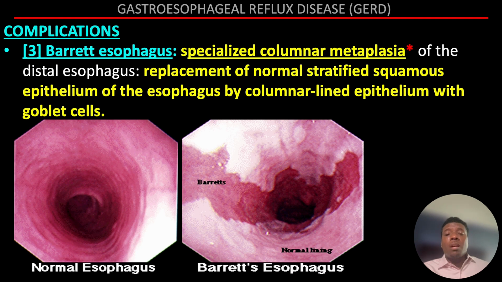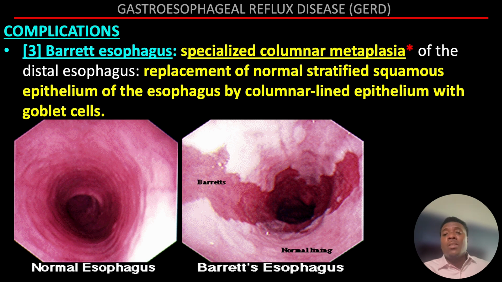The third complication of GERD is Barrett's esophagus. Now, normally the cells that line the esophagus are your stratified squamous epithelial cells. But if you get this constant exposure to acid, then your body says, you know what? Let's take some of the columnar epithelial cells of the stomach and migrate them into the lower esophagus because they're better able to handle this high acidic environment. But these cells don't normally belong there, so we call that metaplasia. So if you see this classic columnar metaplasia in the lower esophagus, that is Barrett's esophagus.